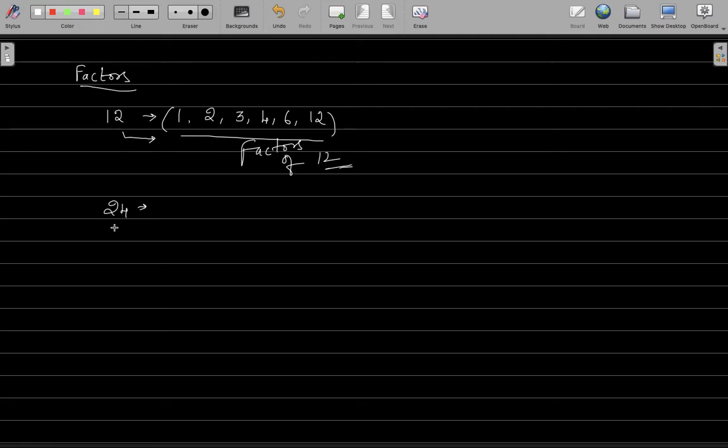Similarly, if I want to find out the factors of 24, I want to find out those numbers which divide this 24 exactly. That means they don't leave any remainder, or they give a quotient that is a whole number. So what are the factors of 24? Obviously 1. Of course it is 2, 3, 4, 6, 8, 12 and 24. These are the factors of 24. So these numbers divide 24 exactly without leaving any remainder.